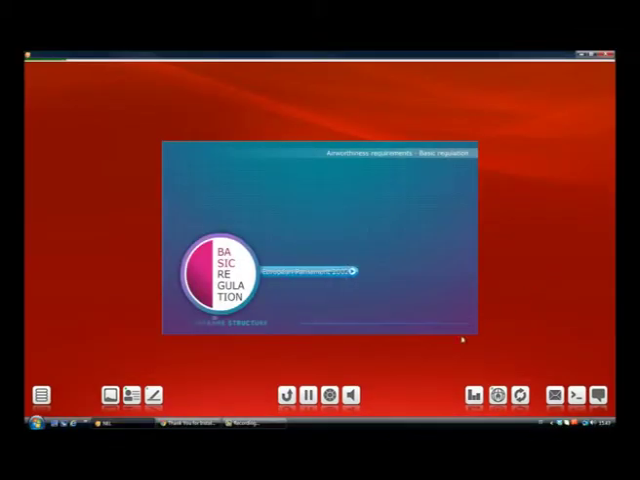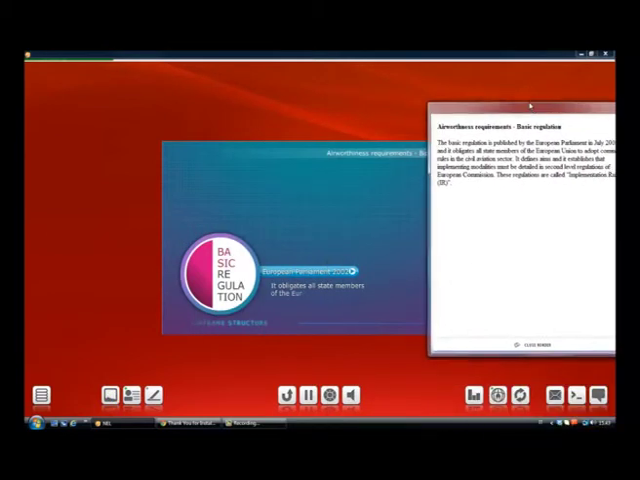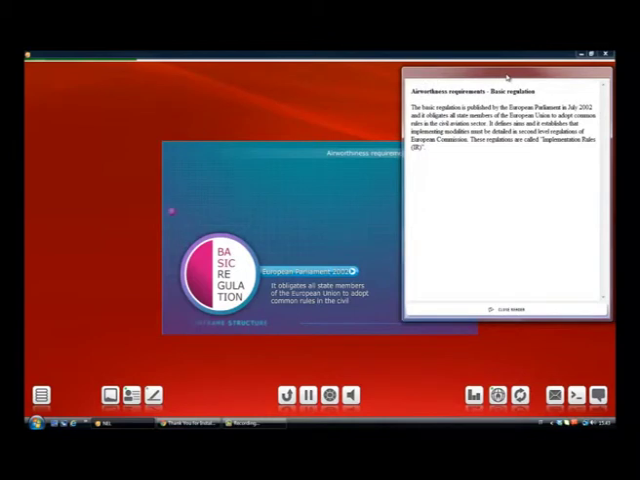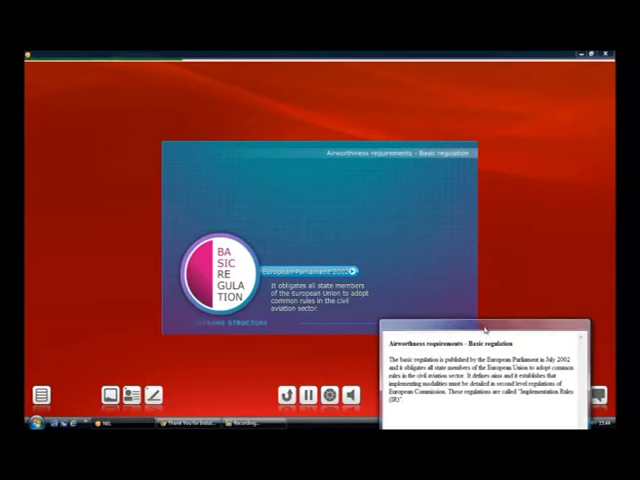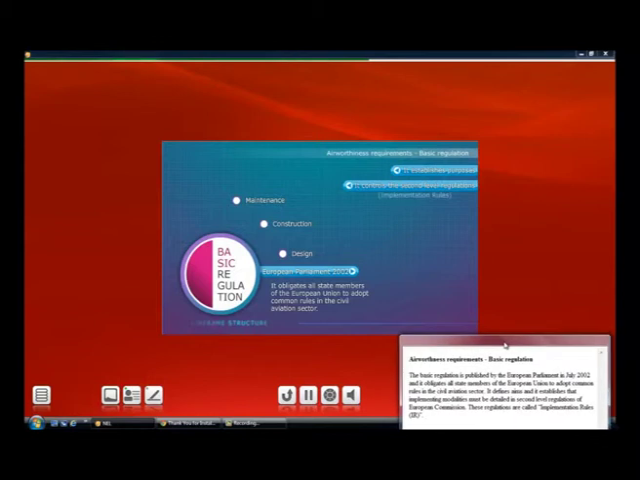It was published by the European Parliament in July 2002, and it obligates all member states of the European Union to adopt common rules in the civil aviation sector. The basic regulation examines aspects about design, construction, and maintenance of aircraft. It establishes purposes, and it defines that the implementing modalities must be detailed in second-level regulations of the European Commission. These regulations are called Implementation Rules, IR.